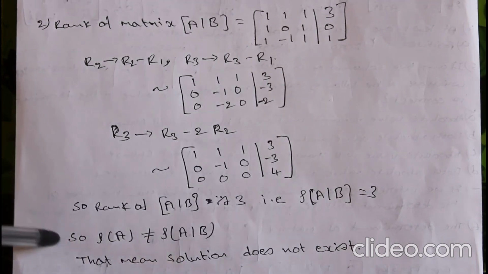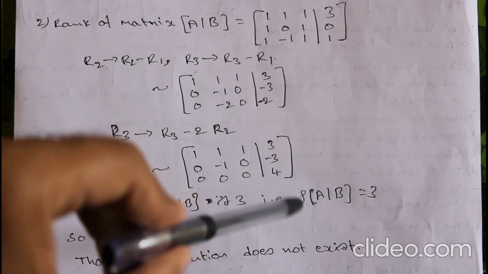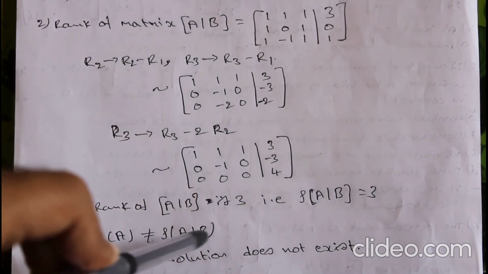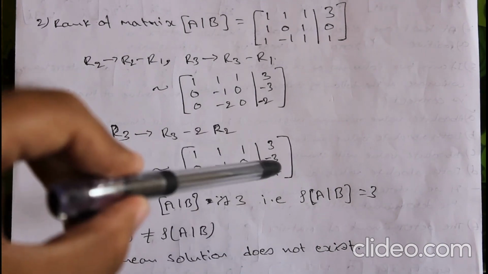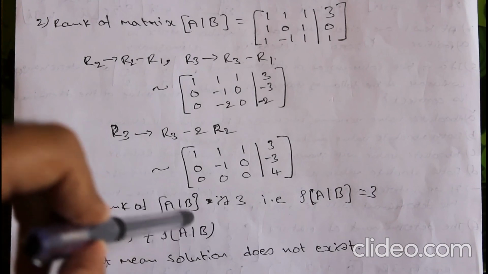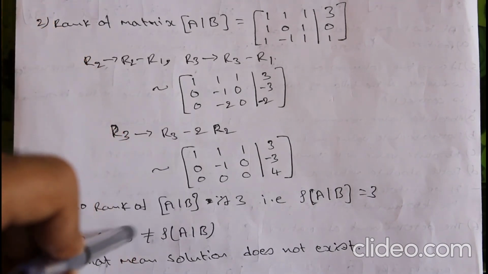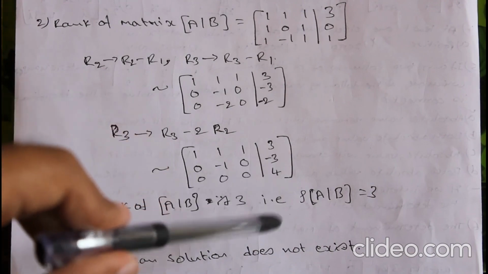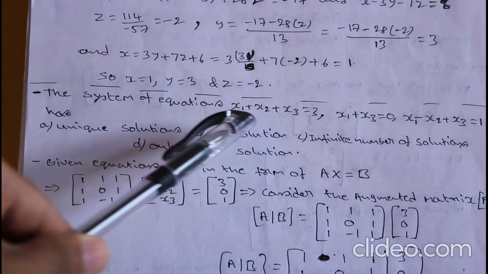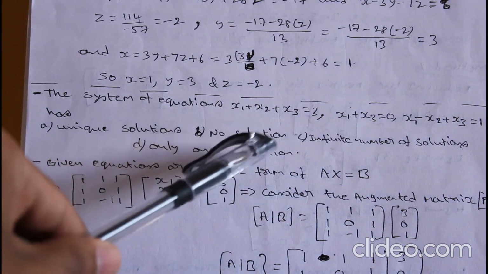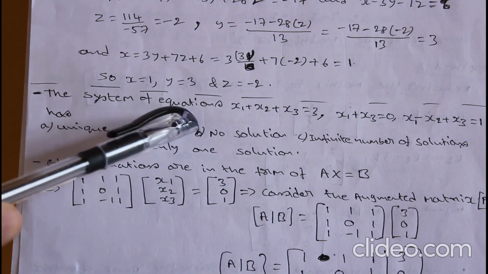Okay, so we got the rank of A is 2, and here the rank of A|B is 3. So rank of A is not equal to rank of A|B. So in the matrix form Ax = B, the possible solution here is point number 3, that is no solution exists if rank of A is not equal to rank of A|B. So here option B is correct, no solution, because rank of A is not equal to rank of A|B. Option B, no solution. This is the correct answer.